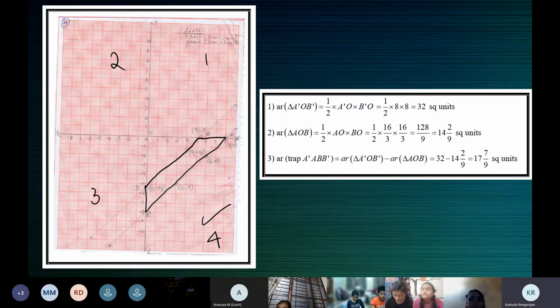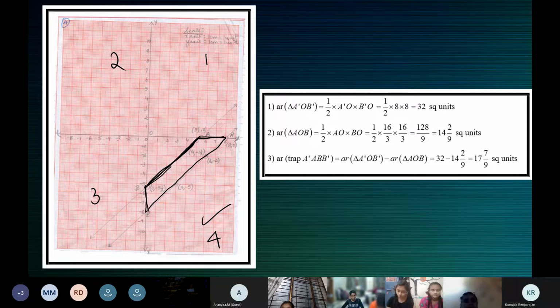This is the trapezium bounded by the two lines in the fourth quadrant. You can see the outline of the trapezium. This is a part of one line. This is the fourth quadrant. So I'm taking this one and this one, and this is the part of the other line. So this is the trapezium bounded by the two lines in the fourth quadrant.